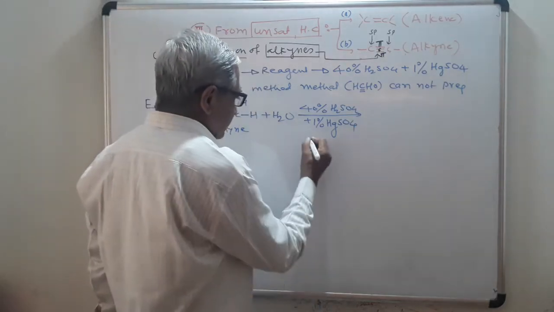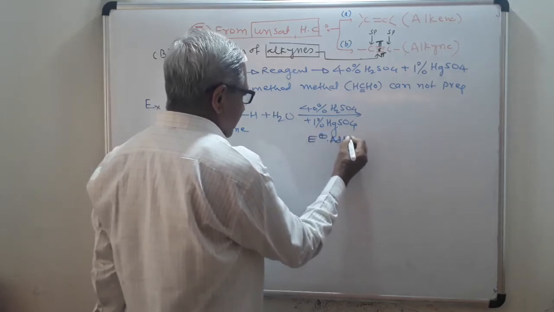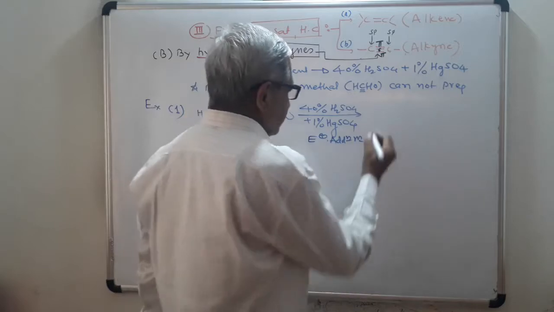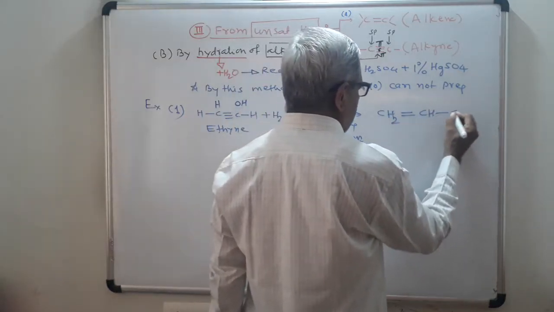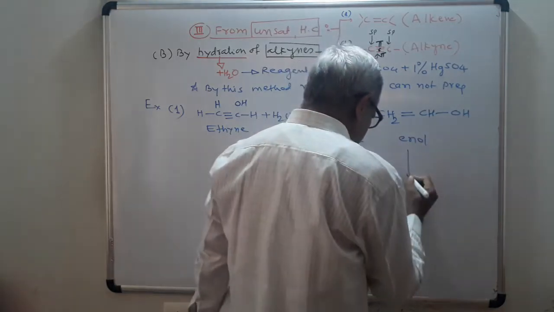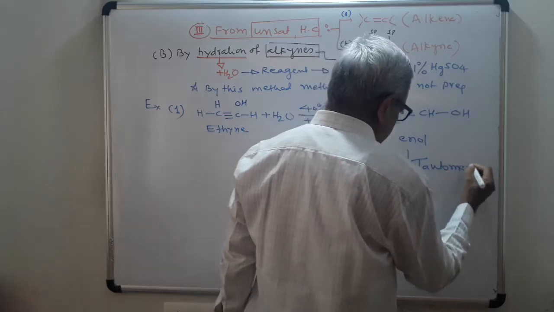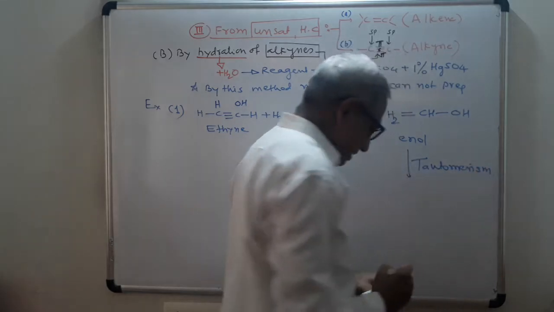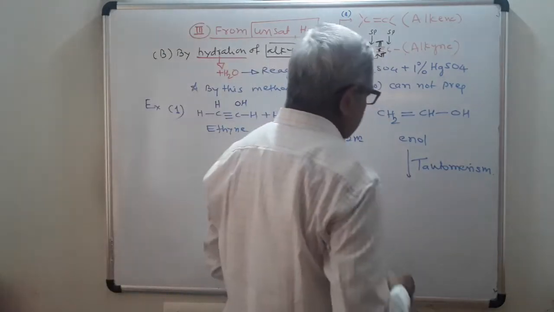Therefore this reaction is an electrophilic addition reaction. The product will be like this, CH2=CHOH. This is the enol form. This enol form immediately undergoes tautomerism. So see the tautomerism here.